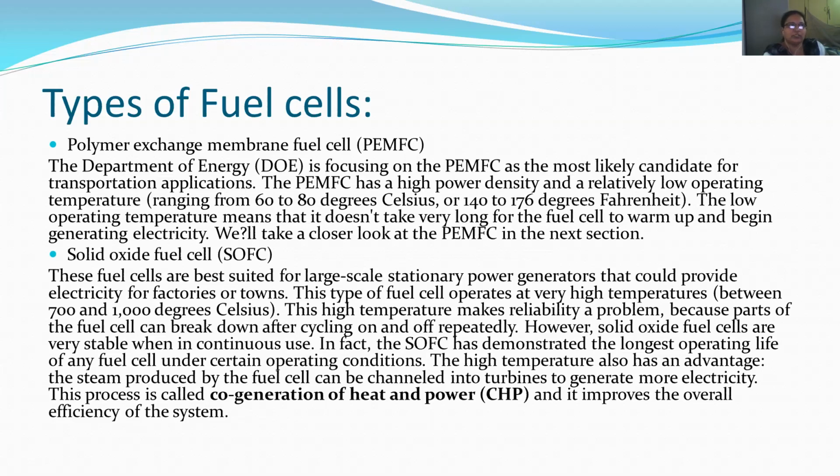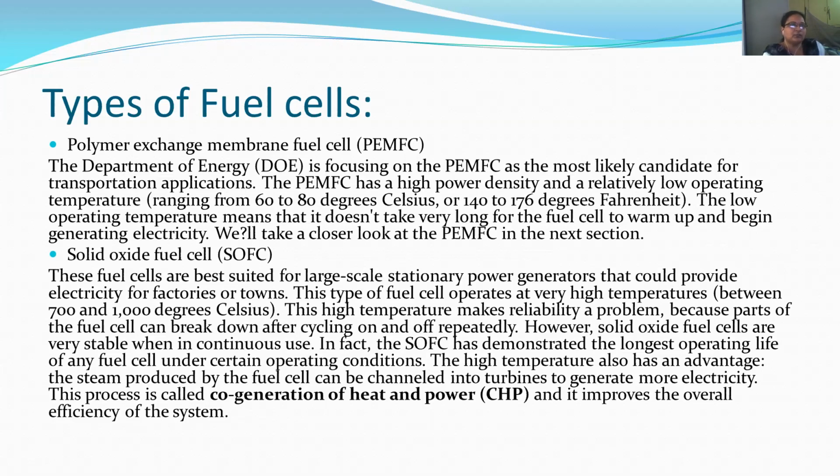The low operating temperature means that it does not take very long for the fuel cell to warm up and begin generating electricity. So it is very fast. Then we have the solid oxide fuel cell. These fuel cells are suited for large scale stationary power generators that would provide electricity for factories or towns. So depending upon the usage, there are different types of fuel cells.